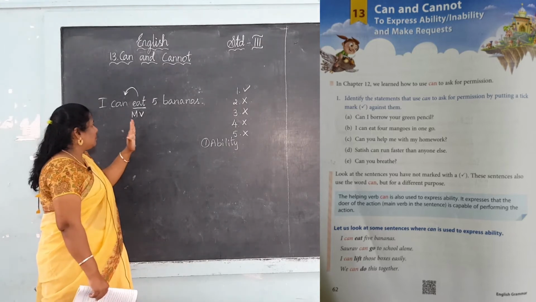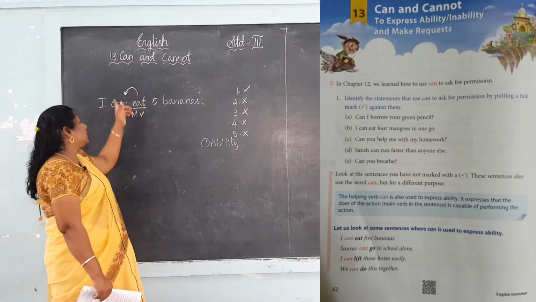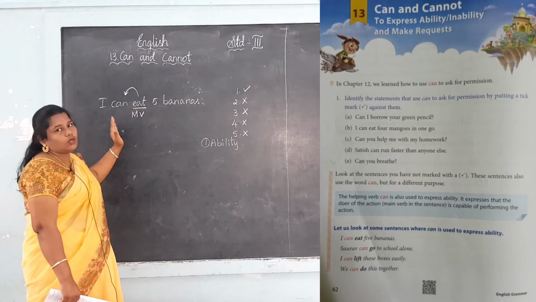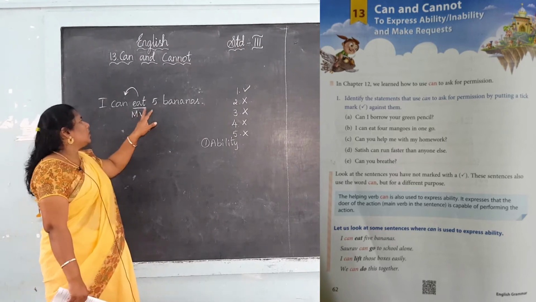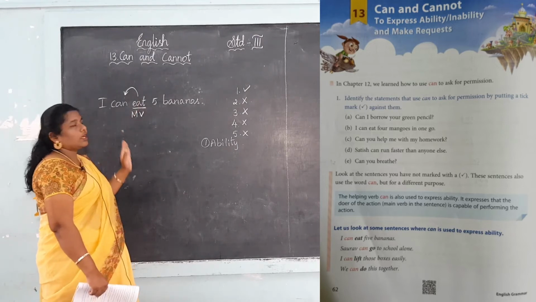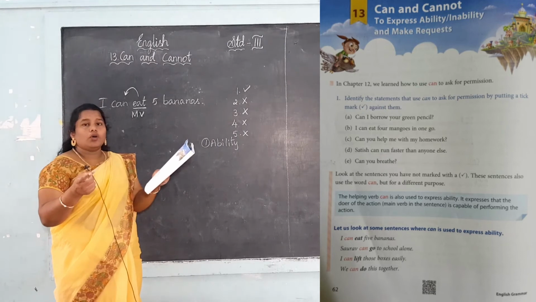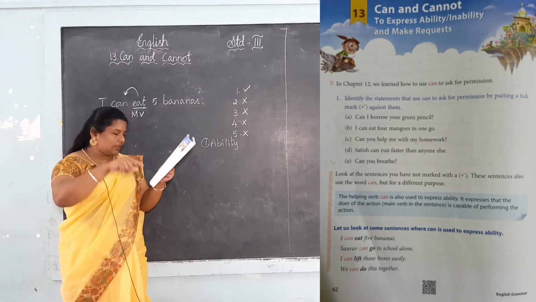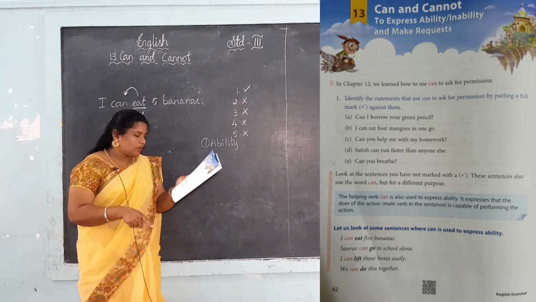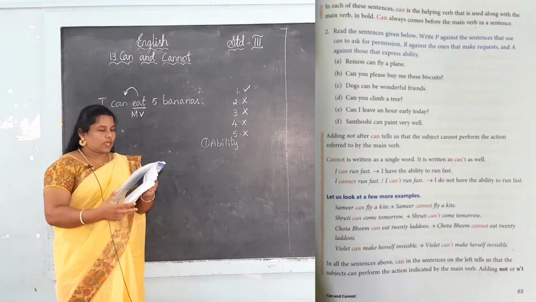So, if there is a main verb, before that we are able to use can. Can is the auxiliary verb, we all know, right? So, eat is the main verb here. So, before that we can use can. See all those things. Go. Go is the main verb. So, before that we are able to use can. Lift. Lift is the main verb. So, we can use can. Do is the main verb. So, we can use can.